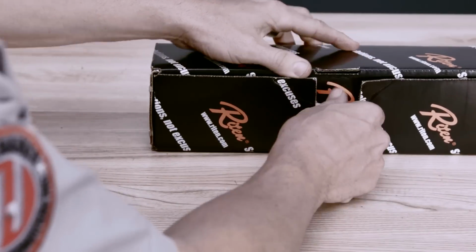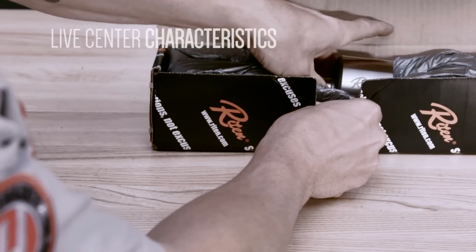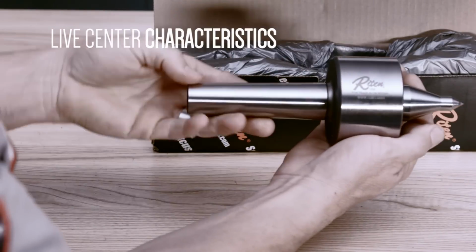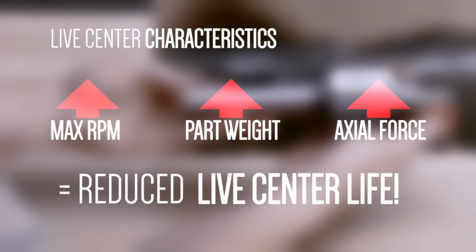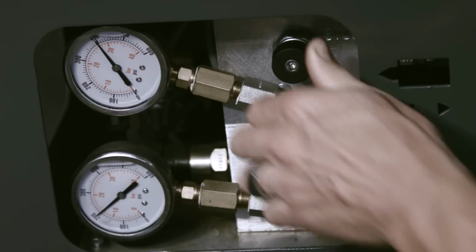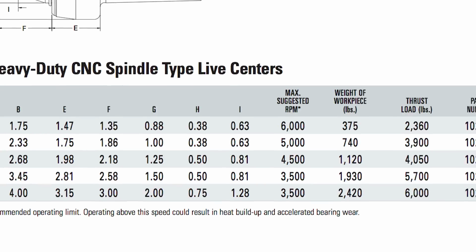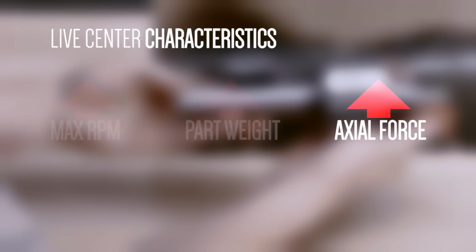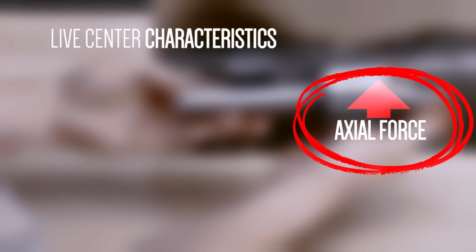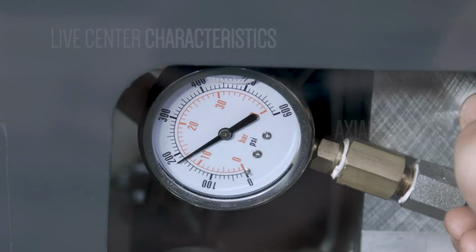Now, live centers have three main characteristics that you need to keep in mind when setting up your job: maximum RPM, part weight limits, and axial force limits. If you were to max all of these out, your live center would wear down and last a fraction of its normal life. On the other hand, when you run your live center at moderate RPM and weight loads, tailstock force becomes the main factor in live center life. Yet another reason to keep your tailstock pressures low.